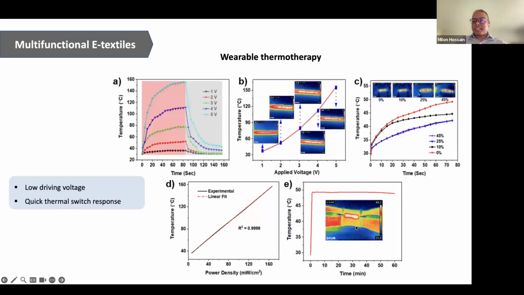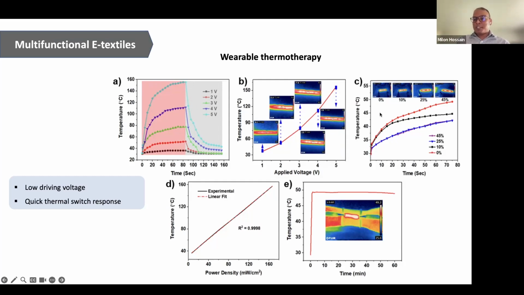Another application was wearable thermotherapy. This is the whole garment knitted wristband I produced, and you can see here when a very small voltage is applied, like 1 to 5 volt, it can produce a very high amount of heat that can be used for thermotherapy, especially for a patient with arthritis. Typically the required heat for arthritis is around 45 degrees Celsius, which could be produced with a 2 volt supply. We don't need to go to 5 volt, which can produce around 160 degrees Celsius.